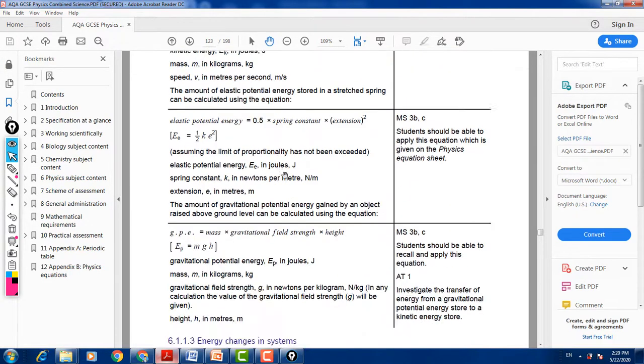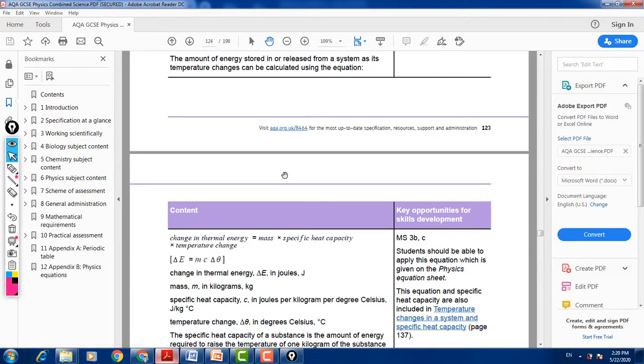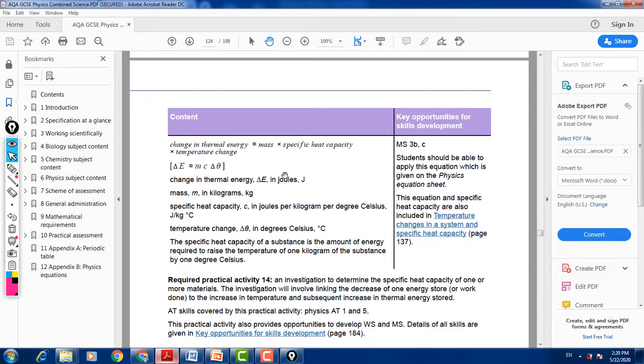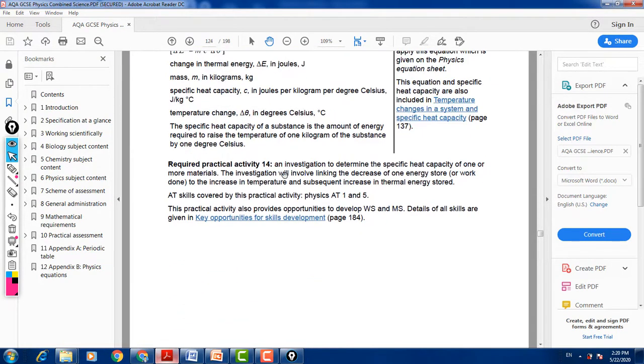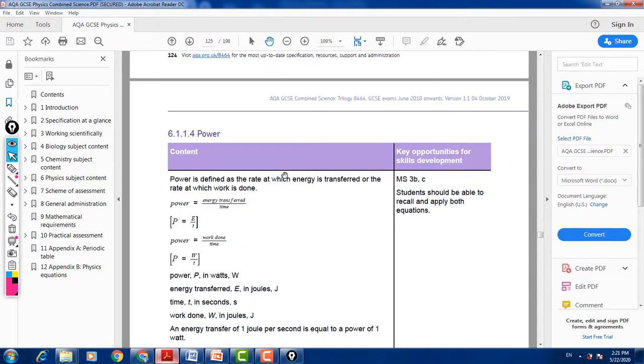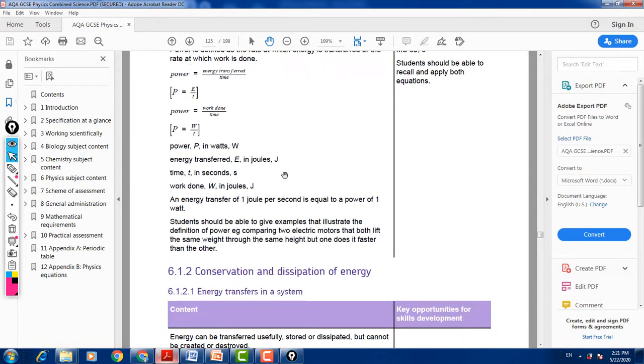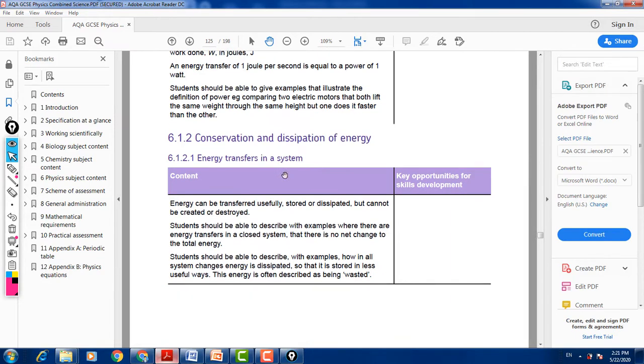Then comes the next topic that includes the energy changes in a system. Over here we'll discuss a system in which there will be some energy changes. It could be the thermal energy, it could be the gravitational potential energy or kinetic energy. Then comes the next topic, that is power. In this topic we'll discuss power, and then comes the conservation and dissipation of energy, whose subtopic is energy transfer in a system.